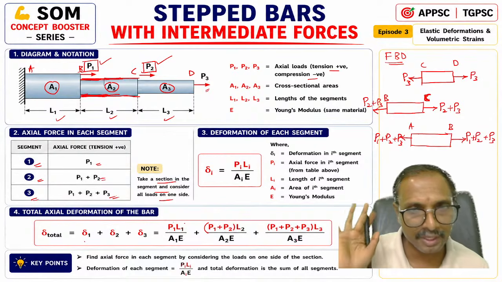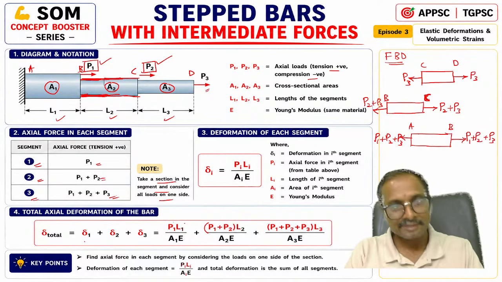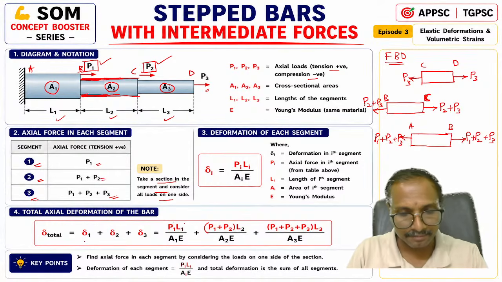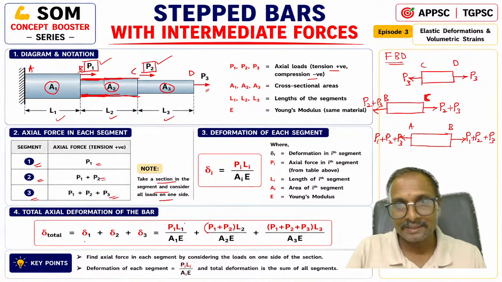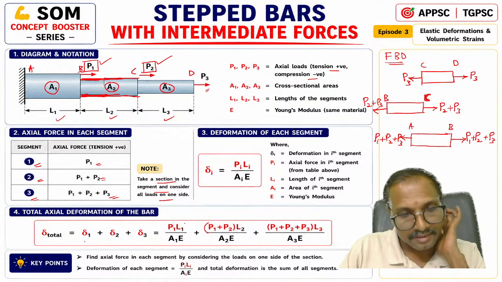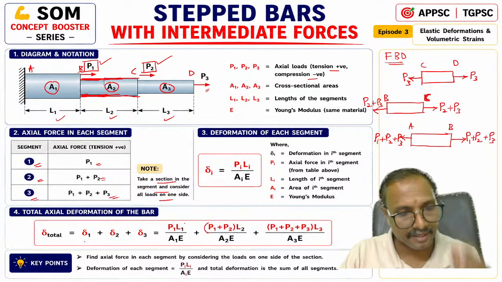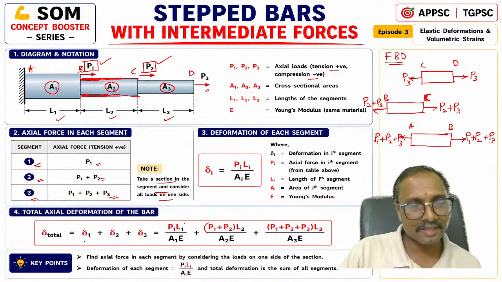Is that clear everyone? How this equation came into picture? Is this clear all of you? Everyone? Is this clear? If it is clear, we'll just go for some other case. Is this clear all of you?